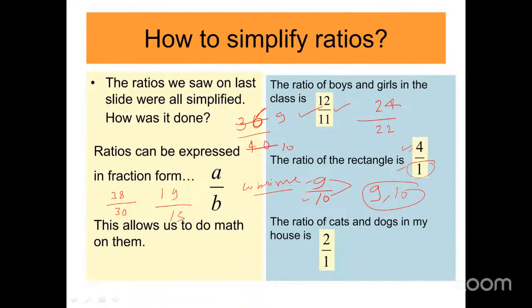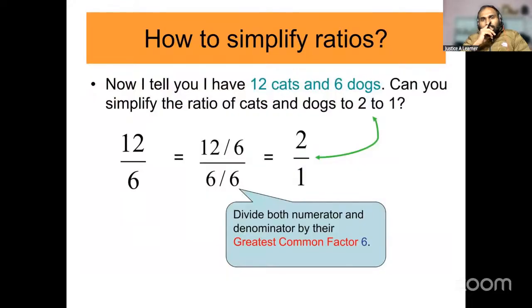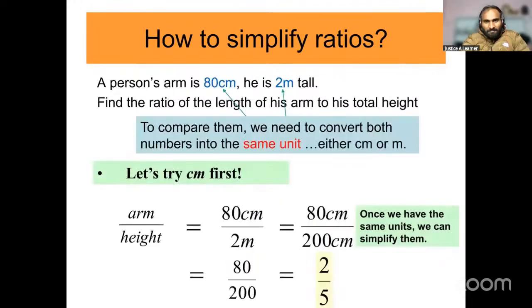So how to simplify ratios? Now I tell you, I have 12 cats and 6 dogs. Can you simplify the ratio of cats to dogs to 2 to 1? Yes. Divide both the numerator and denominator by their greatest common factor, GCF, which is 6. This is what we had done earlier, right? So this is what we'll always be doing.